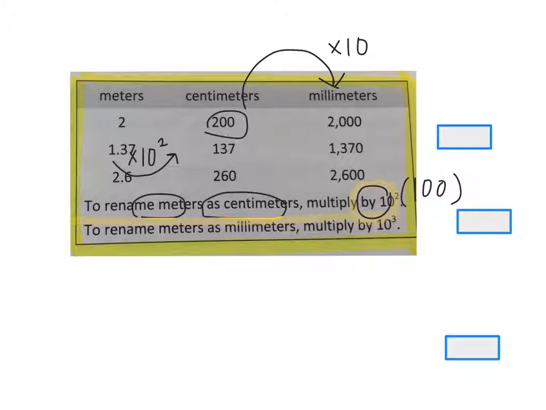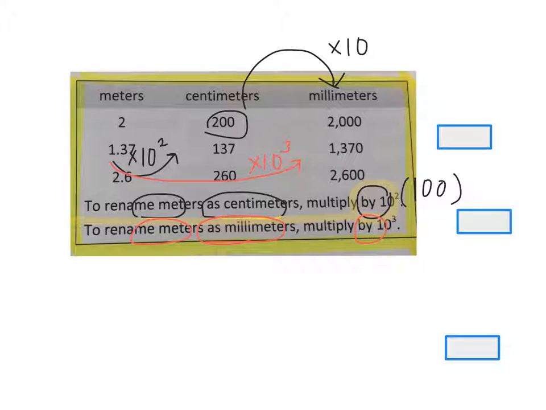If we want to rename meters as millimeters, how many millimeters are there in 1 meter? Show me 1 meter with your hands. Show me 1 millimeter with your hands. How many of these tiny little millimeters can you fit into 1 meter? Everyone? 1,000. So you need to multiply the number of meters you have by 10 to the power of 3.